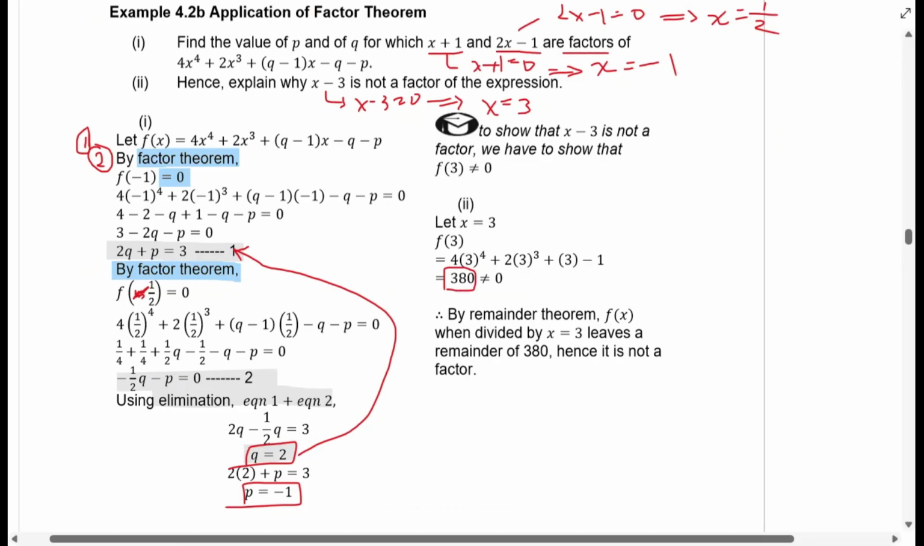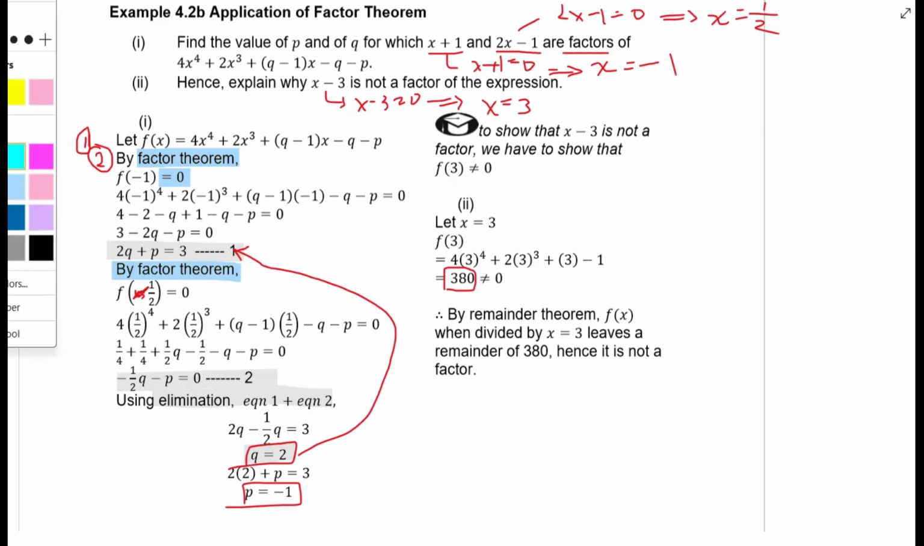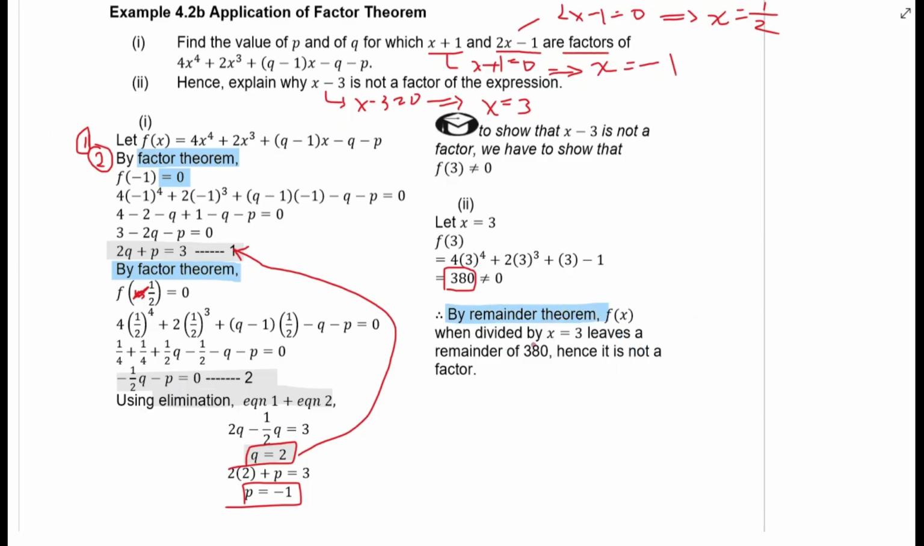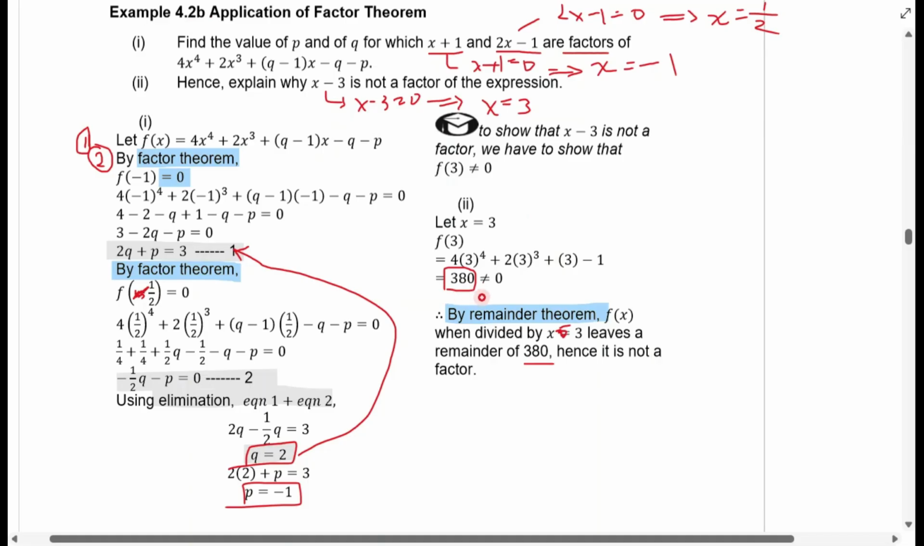So by remainder theorem, once again, you have to emphasize, by remainder theorem, f(x) when divided by x minus 3 leaves a remainder of 380, as we found here. Hence, it is not a factor.